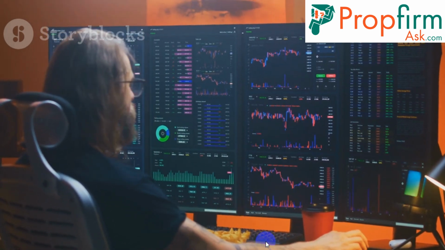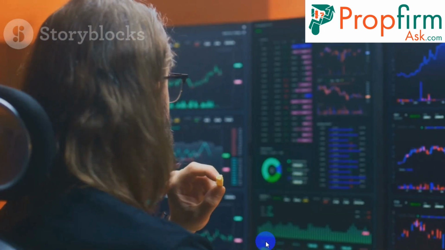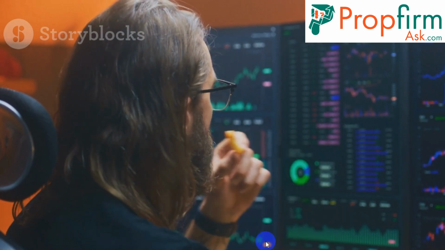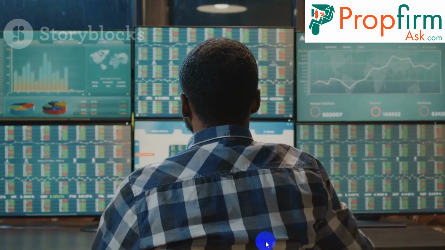To avoid these mistakes, always use a combination of indicators and price action analysis. Diversify your strategy by incorporating multiple layers of confirmation, as we've discussed in previous chapters. This will help you filter out false signals and make more informed trading decisions.